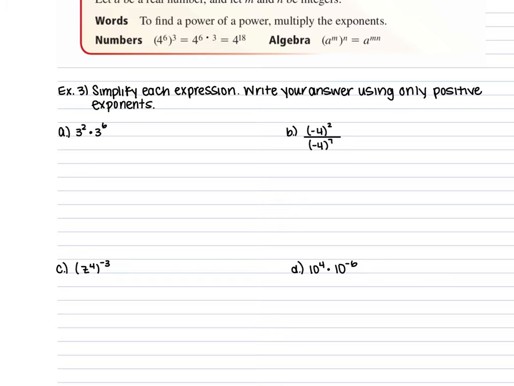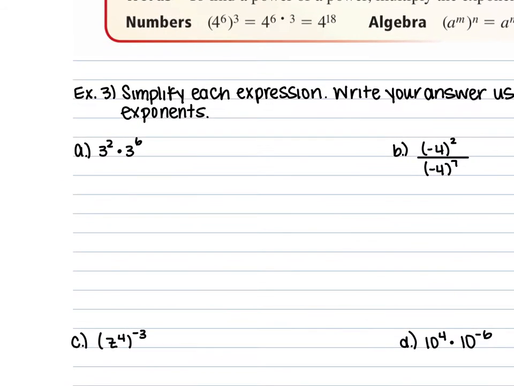So in example A, we have 3 squared times 3 to the 6th power. Because our base is 3 on both of these parts, we can keep the base, add the exponents since it's multiplication. So we're going to keep the 3, add the 2 and the 6. This gives us 3 to the 8th power.